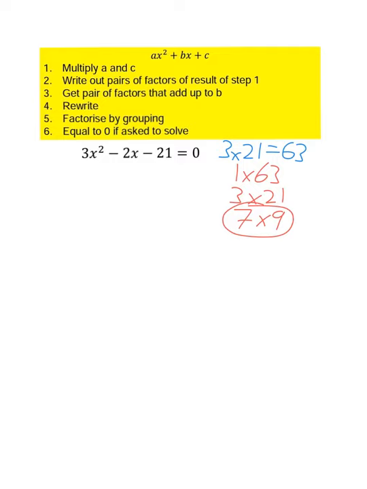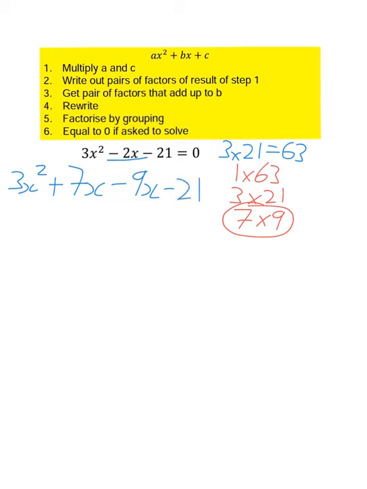So let's rewrite it now. So I have 3x squared. Now it was a 7 and 9, so it'll be plus 7x minus 9x because we want to get minus 2. So that's very important there. Make sure your signs are correct. And then we had minus 21.